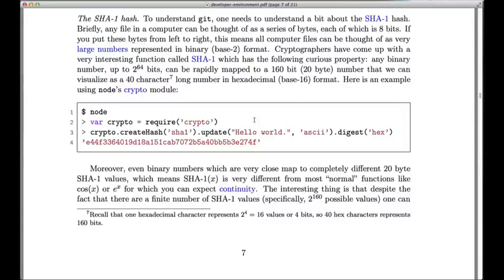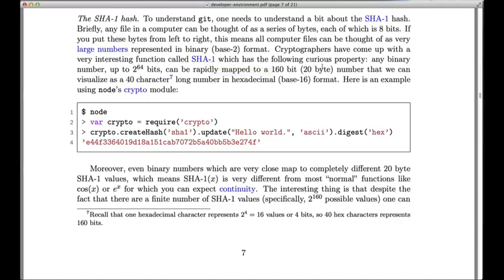So to understand Git, we need to understand what the SHA1 hash is. The concept here is that any file on the computer, you can think of it as a series of bytes. If you put those bytes from left to right, you can think of every computer file as actually a very large number. There's an interesting function called SHA1. If you click this link, you can look at the actual definition by the Internet Engineering Task Force, the IETF.